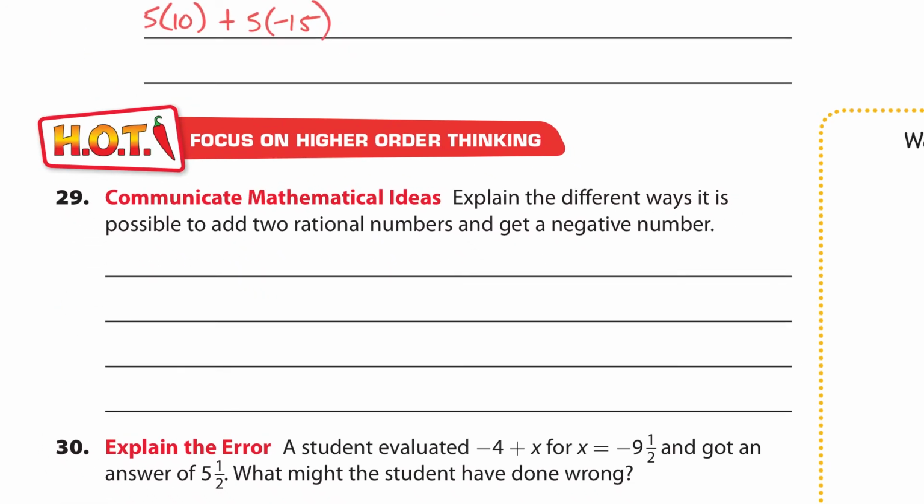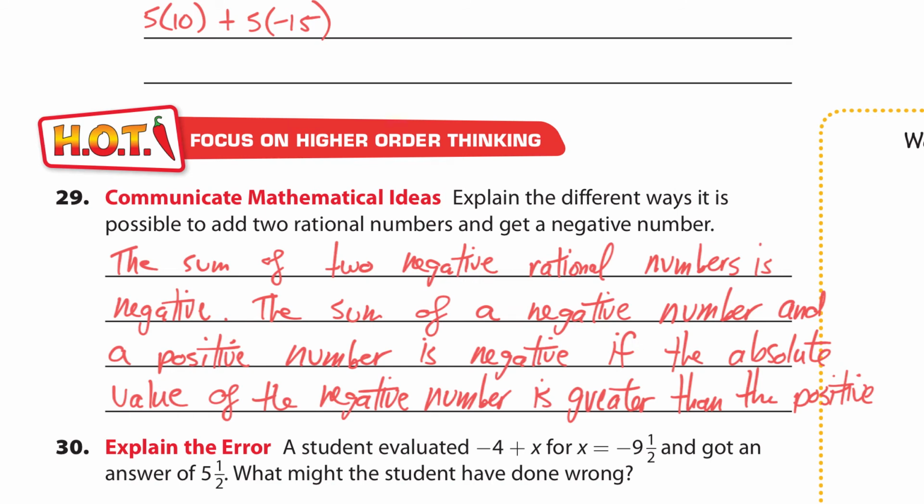Next, explain the different ways it is possible to add two rational numbers and get a negative number. Okay, so I say that if you take the sum of two negative rational numbers, that's going to be negative. The sum of a negative number and a positive rational number is negative if the absolute value of the negative number is greater than the positive number. So there you go. That's what it comes down to.